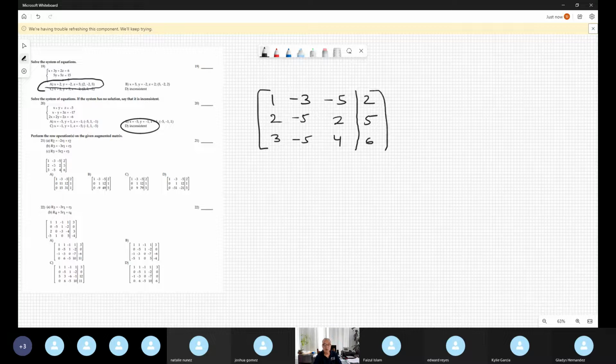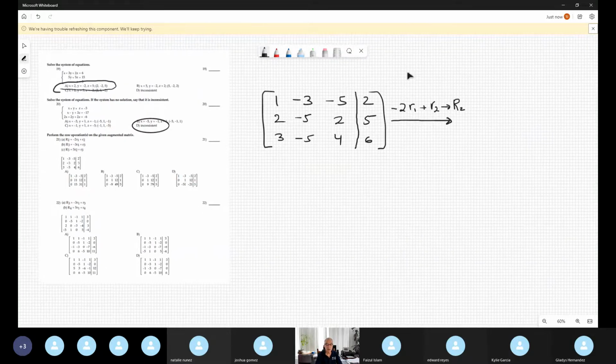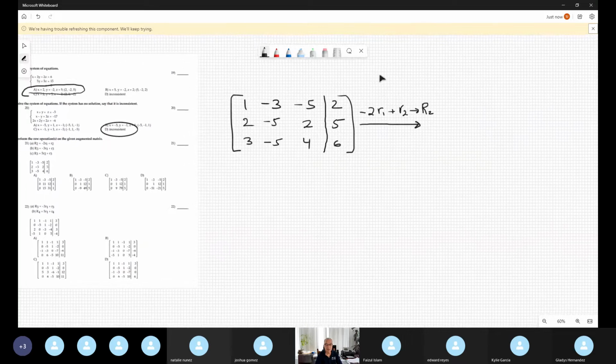And 3, negative 5, 4, and 6. Let me check it just in case, the numbers, if we copied right. Yeah, I suppose yes. And you perform in this order different row operations. The first row operation you should do is multiplication by negative 2 of row 1, plus row 2, and this new number is stored in row 2. Do you see the notation, guys? The lowercase r is the notation for row 1, row 2, row 3.